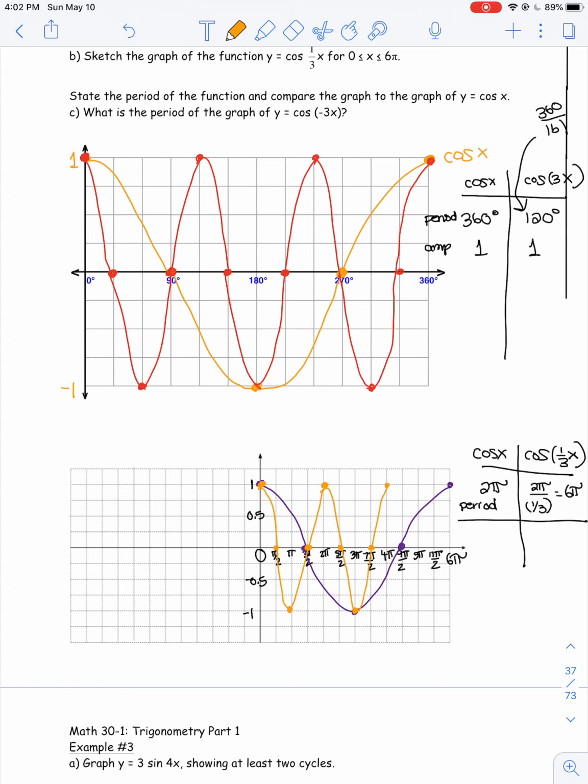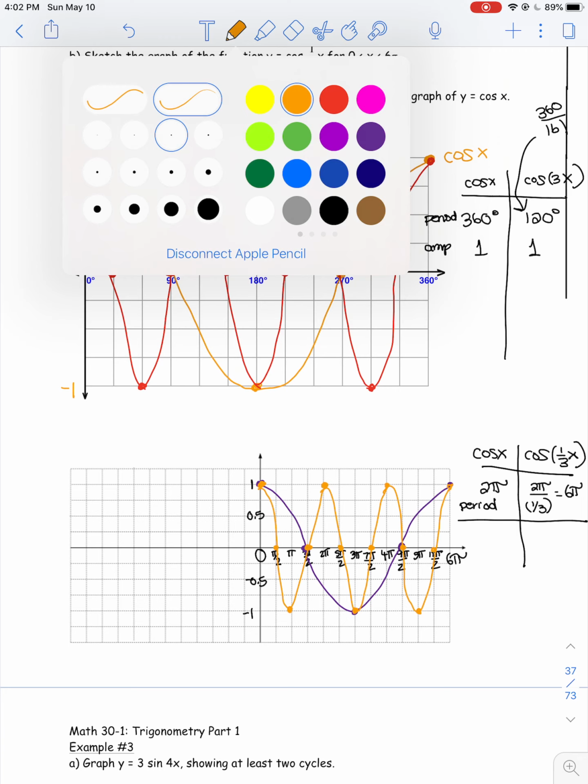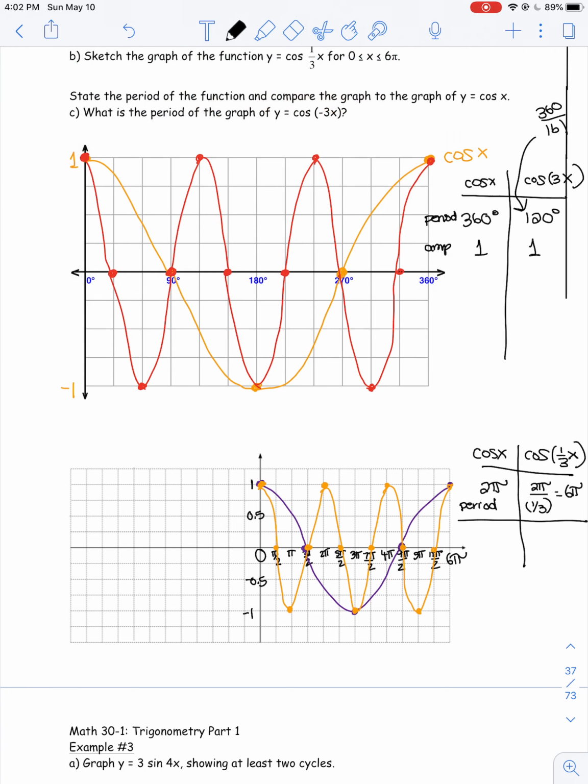So you'll see that there's more revolutions within cos of x. So this is what cos of x would look like within that same domain that they gave us. And for our last question, they just want to know what is the period of the graph of y equals cos of -3x.